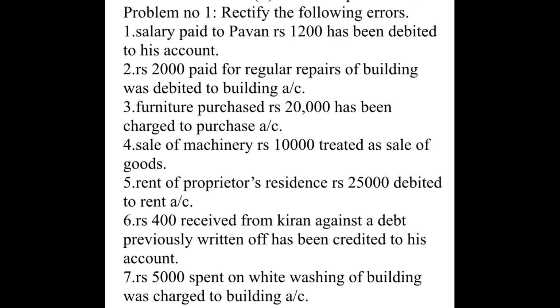Fifth, rent of proprietor's residence 25,000 debited to rent account. Sixth, 400 received from Kiran against debt previously written off has been credited to his account. Seventh, 5,000 rupees spent on whitewashing of building was charged to building account. This is the question. Let us see the solution for this.